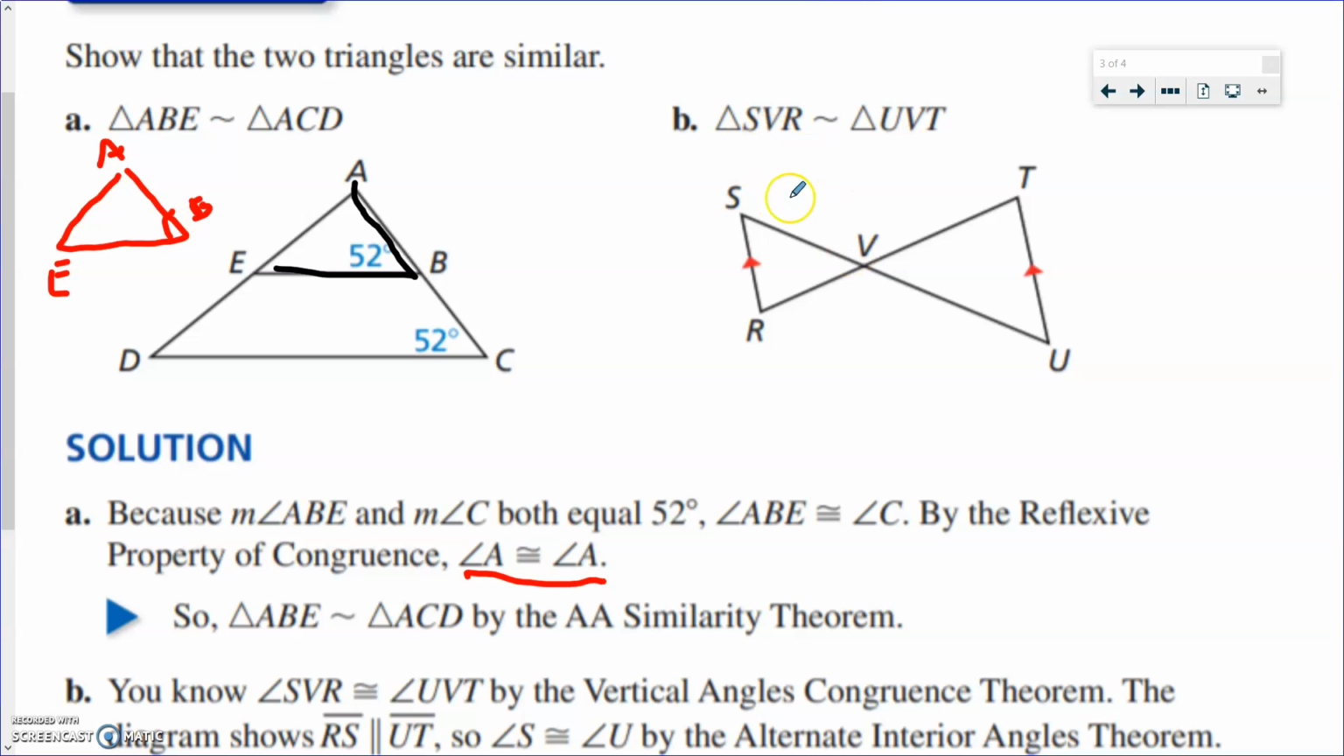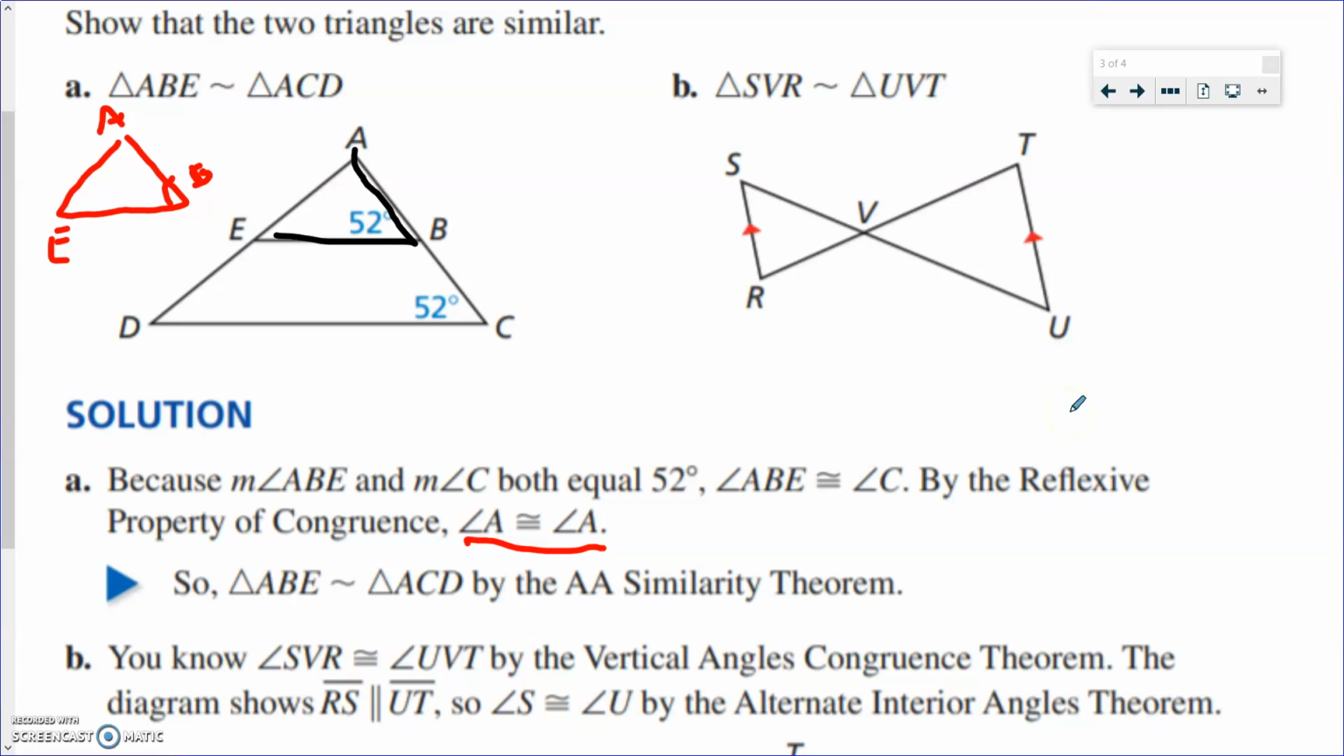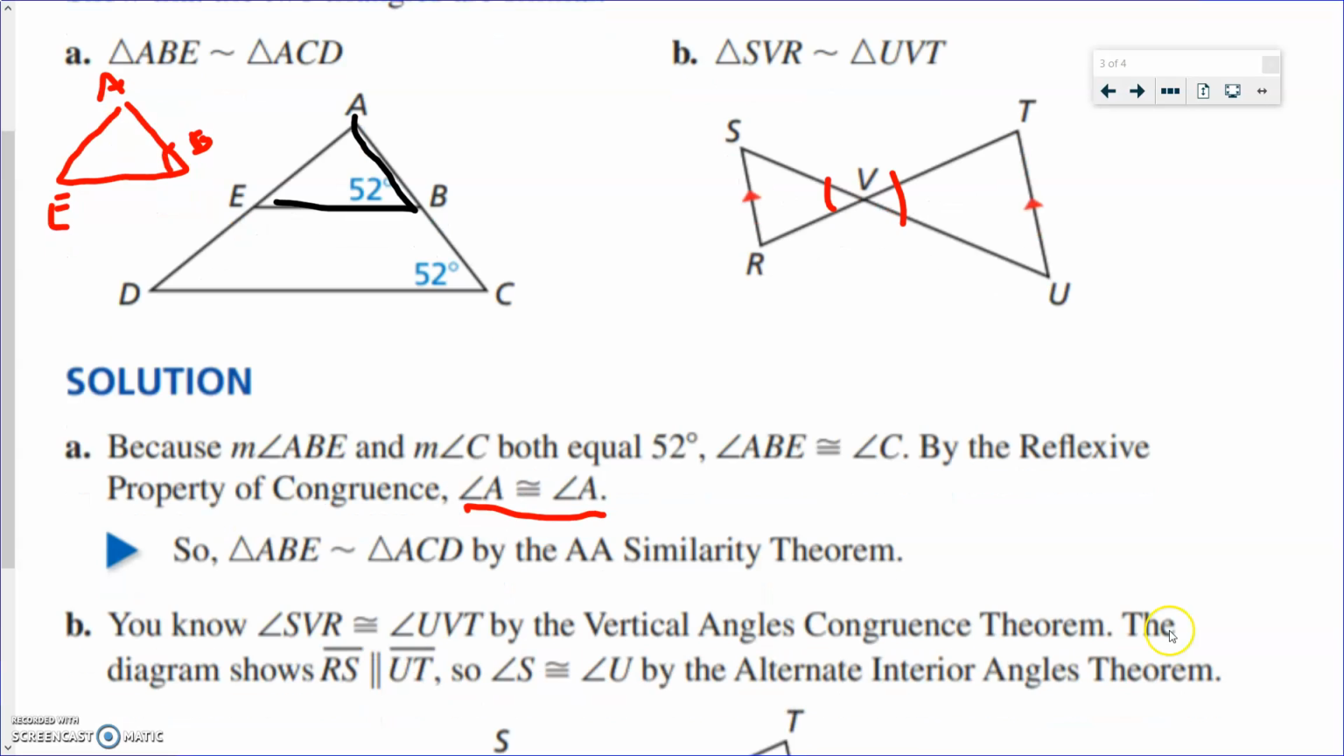We want to try to do the same thing for triangle SVR and see if it's similar to triangle UVT. So we have parallel lines, and we know that angle SVR is congruent to UVT. We know that these two are the same by vertical angles. And we know that RS is parallel to UT, so angle S is congruent to angle U. And that's by the rules of parallel lines. If you don't remember those right now, that's okay.